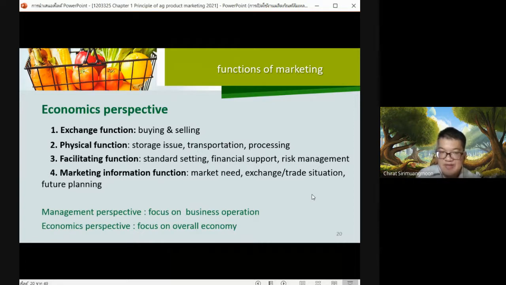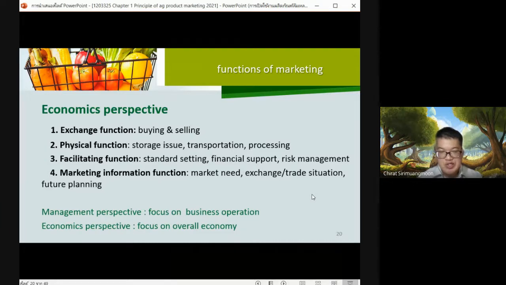Then we have the function of facilitating or supporting. So marketing can help you to set the standard of the products, the financial support, the risk management, and the last one, the marketing information function. So this is very important, especially for the person who is going to be a marketing analyst, because you need to observe and get information from the market needs, how they trade, how they exchange, and the future plan. So everything here is about the economics perspective.